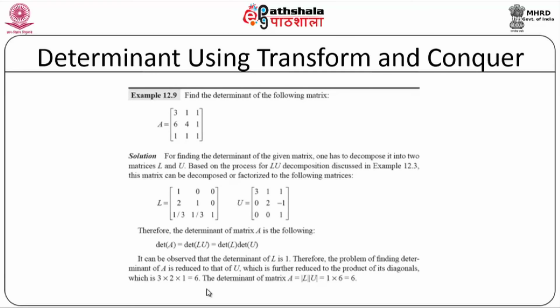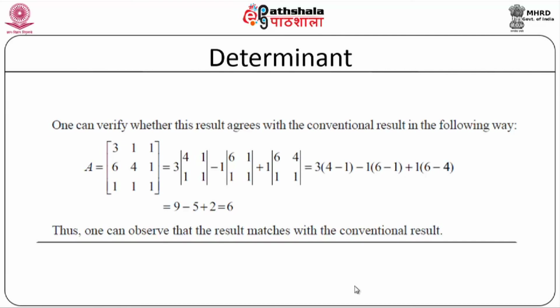So, this is an example. You have the matrix. I am applying LU decomposition and getting L as well as U. The determinant of L is going to be 1, so the problem is reduced to finding the determinant of U, which is nothing but the product of all the diagonal elements. The product of the diagonal elements is going to be 3, 2 and 1. So you can see that finding the determinant is going to be easy. Thus, we can conclude how effective this strategy of transform and conquer is.